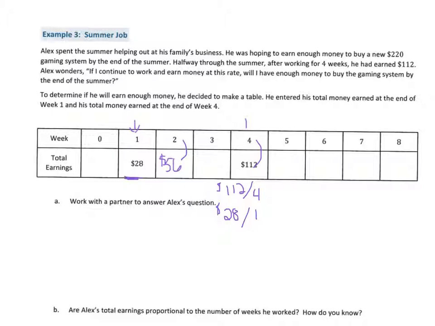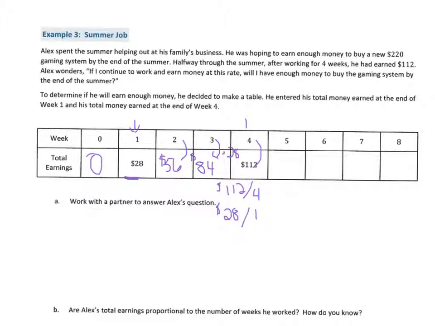So how can we determine if he's going to have enough money at the end of the summer? Well, filling out the table might help us. After 0 weeks, that one's easy. It's 0. And you're just really taking this number of weeks and multiplying it by 28 every time. So after 3 weeks, he had $84.